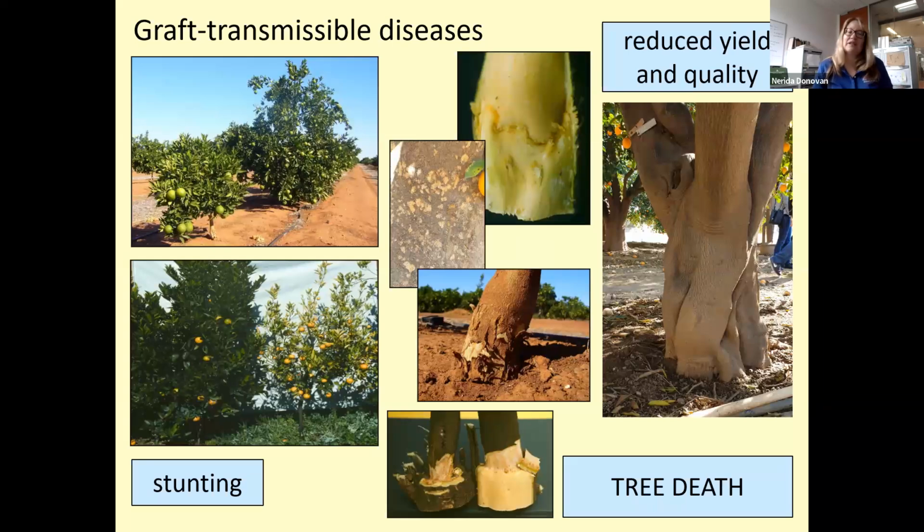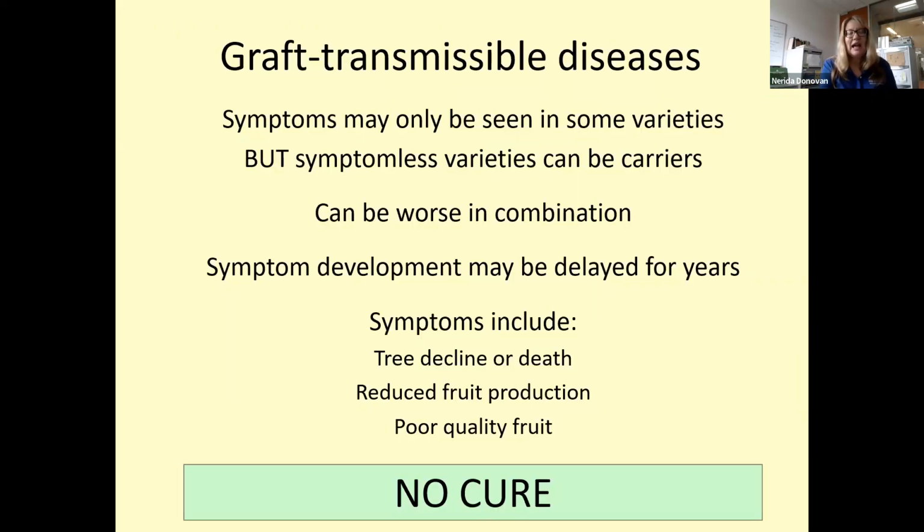Graft transmissible diseases might do not much to the plant, or they might have a severe impact. From mild, moderate, to severe stunting, they can reduce yield, they can reduce quality, they can make your fruit taste horrible, and they can cause tree death. So there's a range of different symptoms, and the sticking point is that it can be very complex. Symptoms may only be seen in some varieties, but there are symptomless varieties that can be carriers that could spread through the cutting tools, through the insect vector, through root grafting.